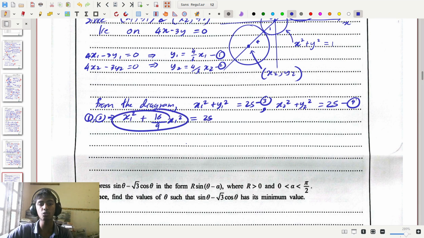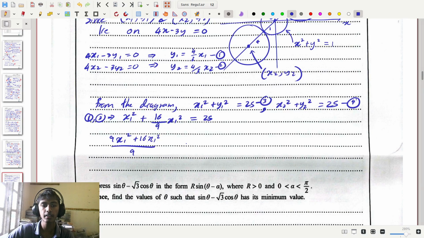Now if we add these two parts together, we can see if we take the common denominator of 9, we're going to get 9 x1 squared plus 16 x1 squared divided by 9 is going to be equal to 25. Now if we simplify this, we take this thing to this side, we're going to get 9 times 25, and on this side 9 plus 16 x squared is going to become 25x squared. So if we divide both sides by 25, we get x1 squared equals 9. Now that means that x1 is equal to plus or minus 3.